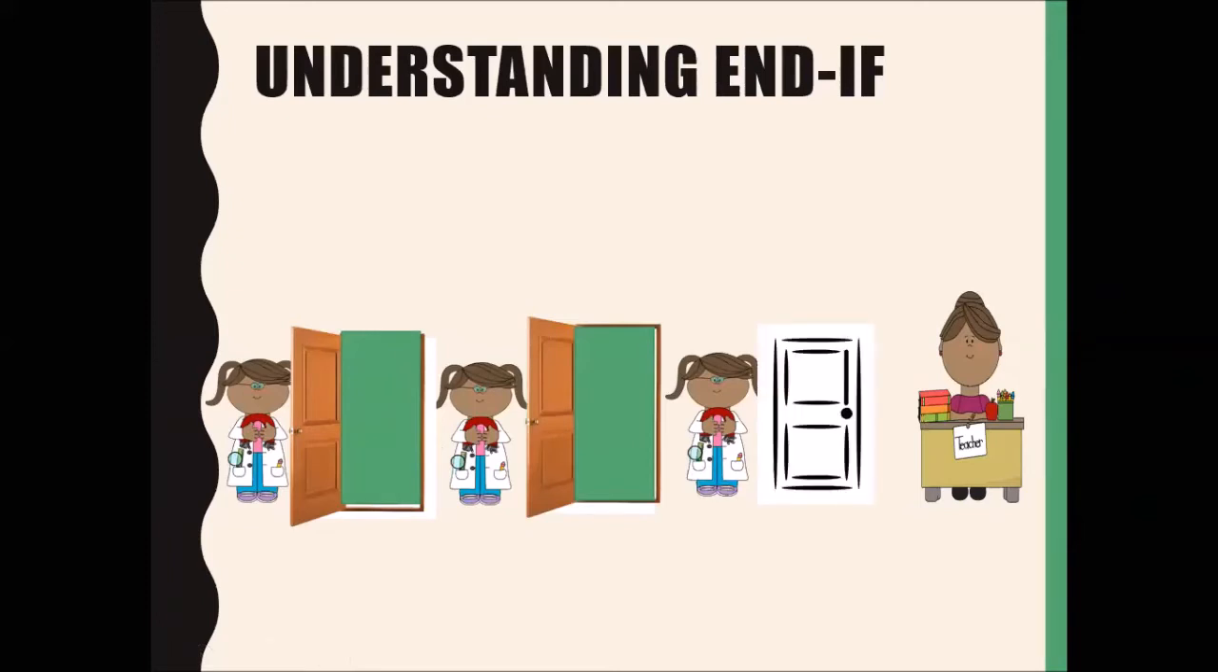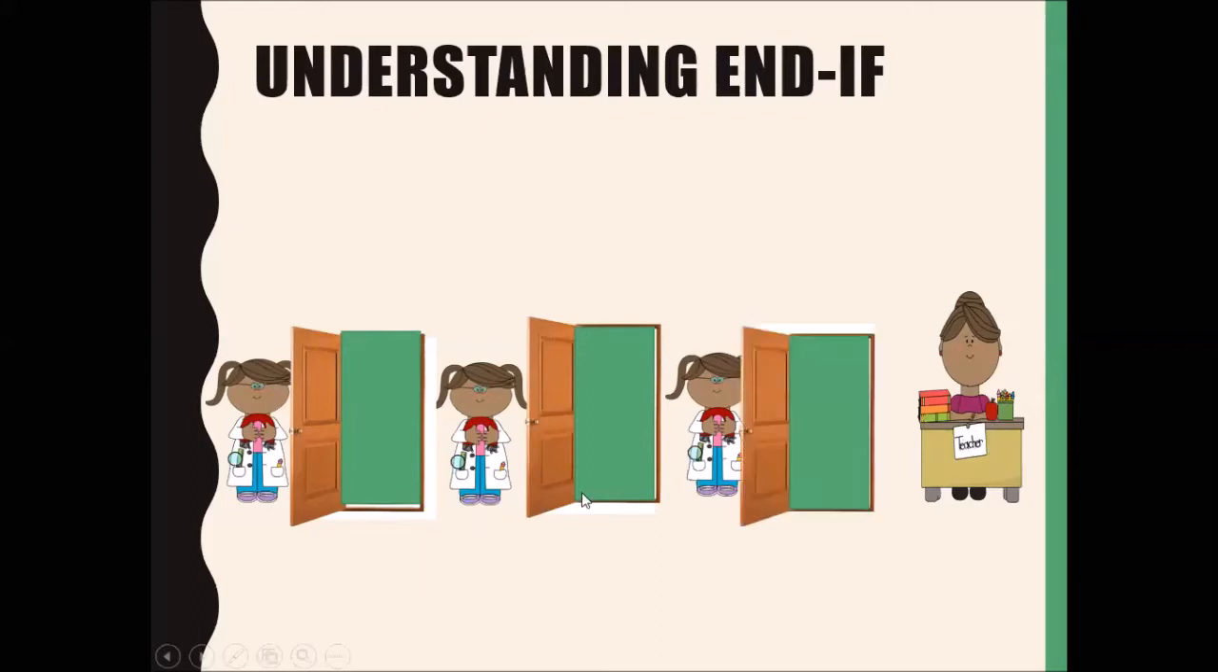This is where she is right now. So she was here, went through this door, here, went through this door. So she's right here now and she has to go through this door to reach her teacher. Each door is an if statement.